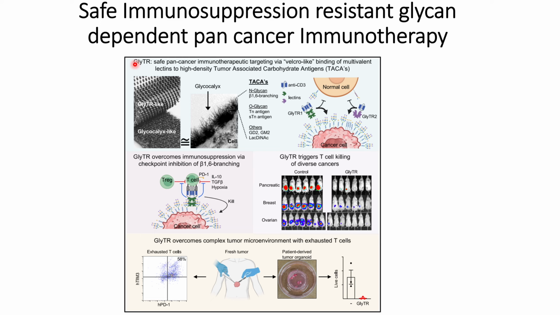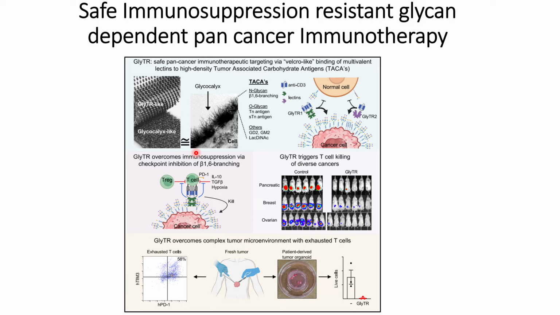They define these glycan dependent T cell receptors as GlyTR, and they call them a safe cancer immunotherapeutic targeting via velcro like binding of multivalent lectin to high density tumor associated carbohydrate antigen. So it determines the high density TACA, so that even though normal cells express this TACA at low levels, it will not attack these normal cells. We will discuss the graphical abstract today.